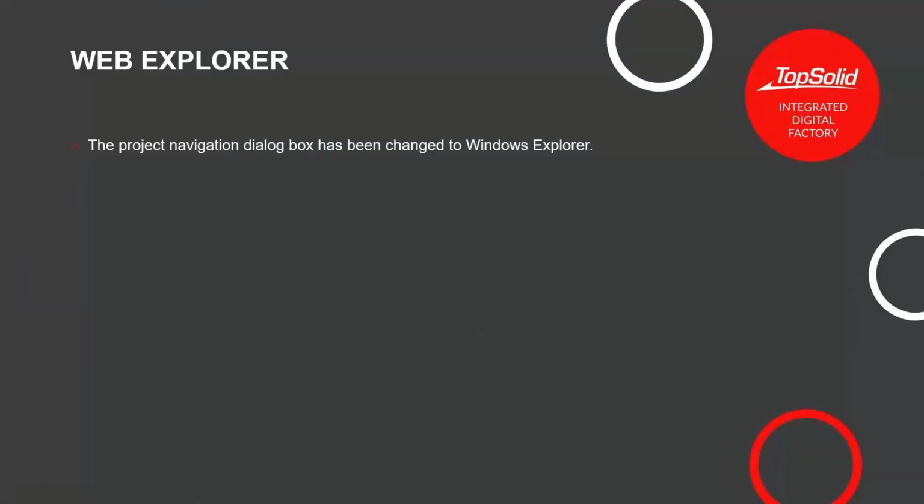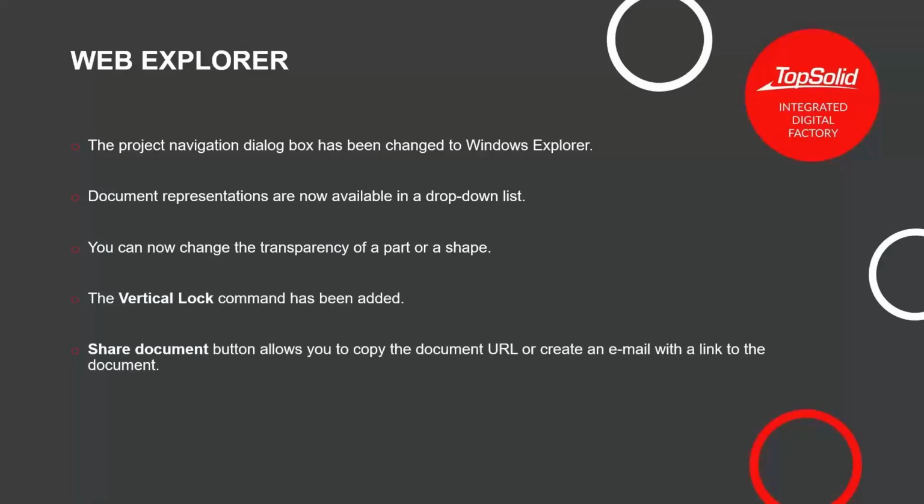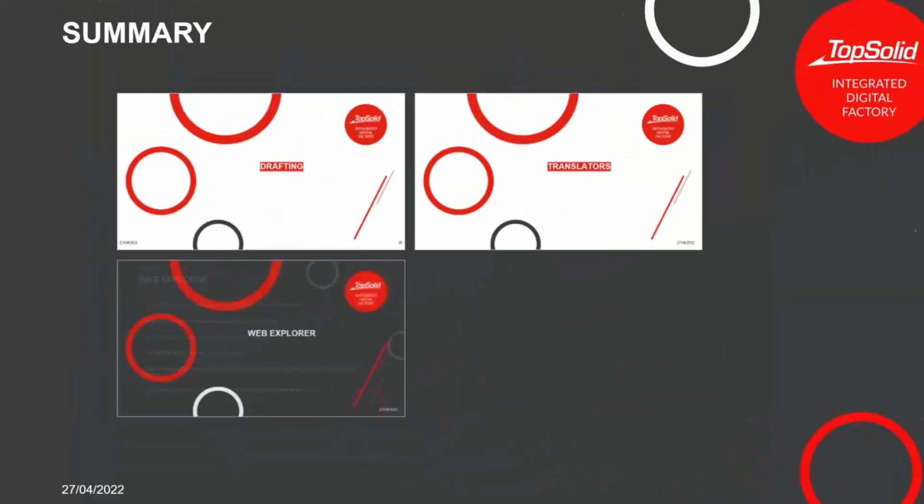The project navigation dialog box has been changed to Windows Explorer. Document representations are now available in a drop-down list. You can now change the transparency of a part or a shape. The vertical lock command has been added for rotations. Share document button allows you to copy the document URL or create an email with a link to the document. The About command has been added to TopSolid PDM Web Explorer back. Cool.